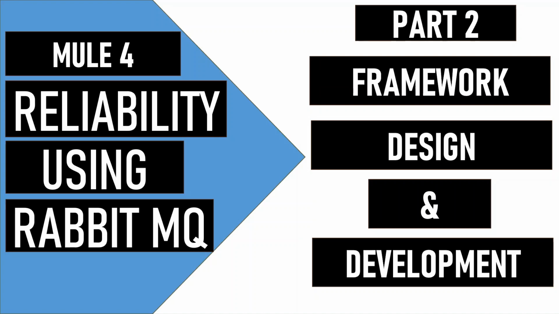In the last video, we understood the basics of RabbitMQ and the AMQP connector in Mule. Having that as a base, we will now try to create a reliability framework using RabbitMQ. Now let's understand the design of this framework.